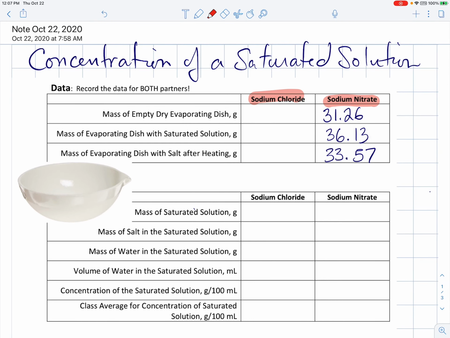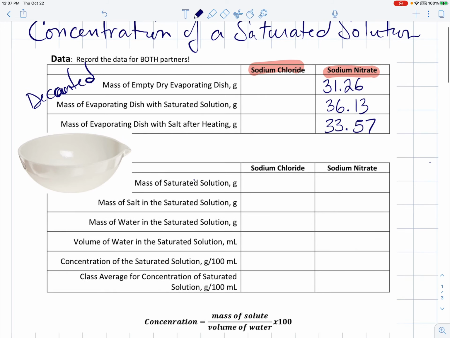So we began by taking an evaporating dish, and you can see a picture of one on the left side of your screen there, and we found its mass. So in my sample data, the empty dish weighed 31.26 grams. Then we took that test tube with the saturated salt solution in it, and here's an important word, we decanted the solution.